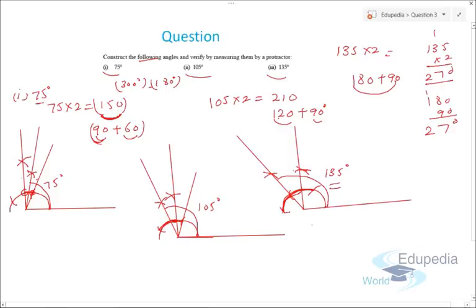So this is how we can use some of the basic concepts of construction of angles to draw various further angles that are used in construction.